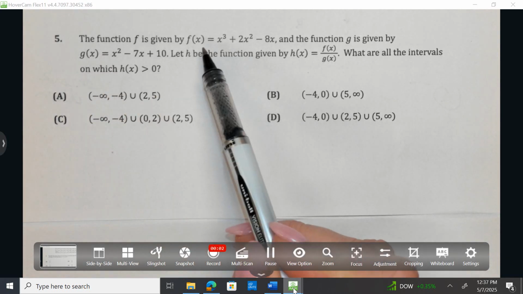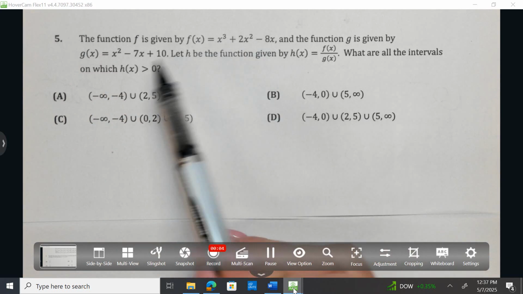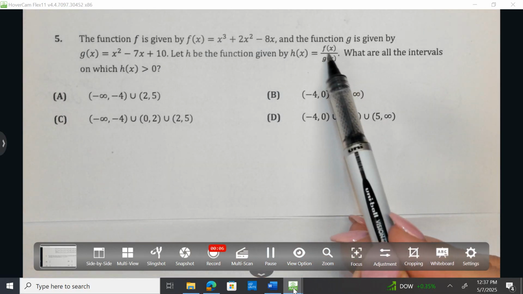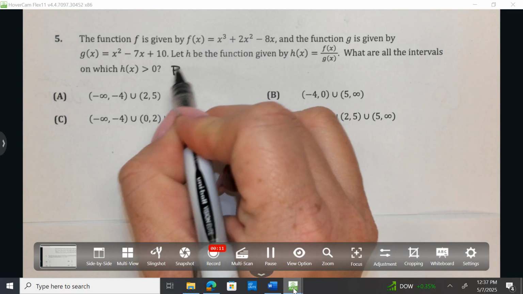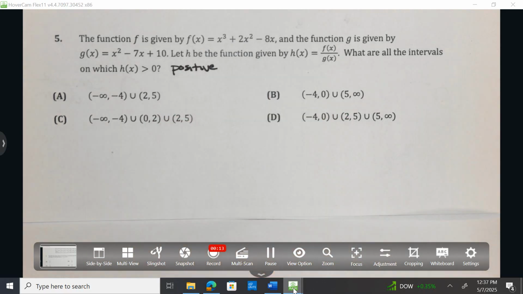For problem number 5, we're given the function f and the function g. We are going to divide them and then see where h of x is greater than 0. That basically means where the function is positive, or above the x-axis. Now to do this, it's going to be a little bit of work, especially since we can't use a calculator.